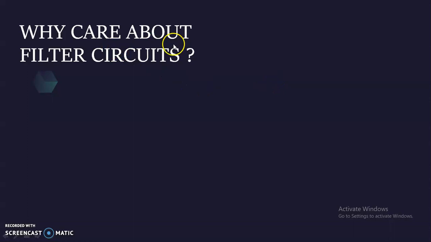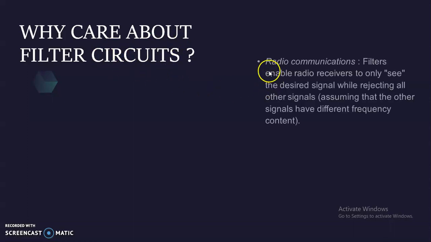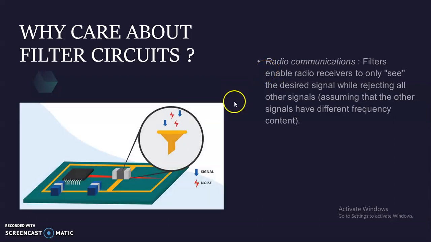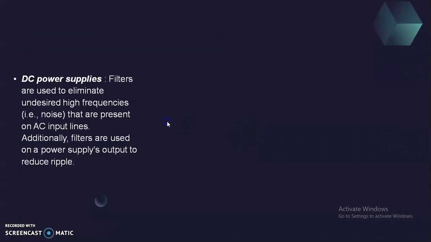So, why do we care about filter circuits? Where are they used? One common example would be the radio communication systems. In radio communication systems, the receiver is always bundled with the filter unit. The filter unit selectively sieves out the noise and only allows the desired signal to be passed on for further processing. Another common example would be the DC power supplies, where AC to DC converters are used.